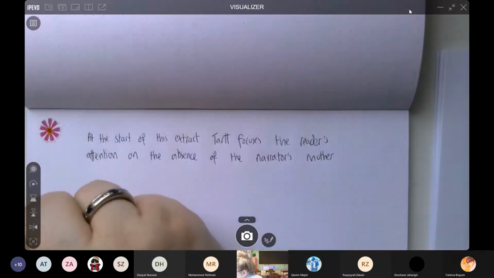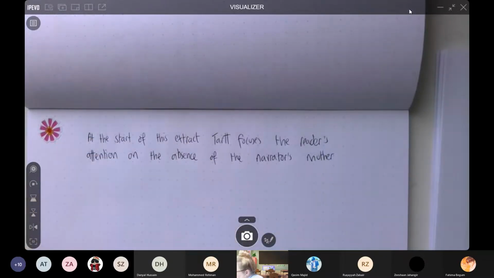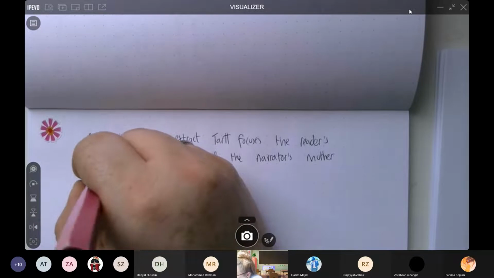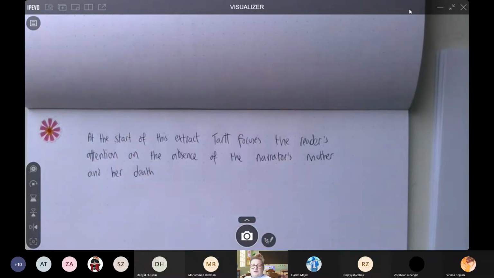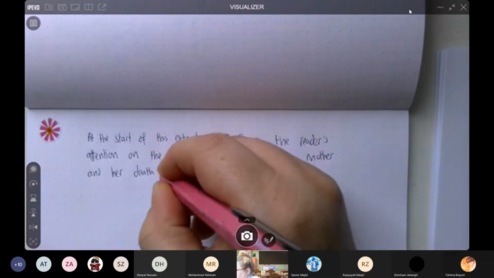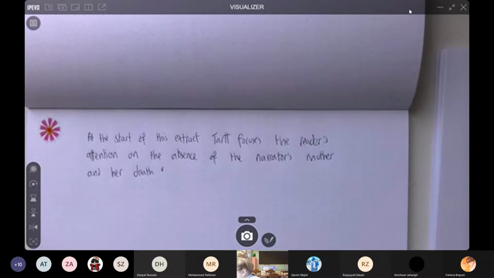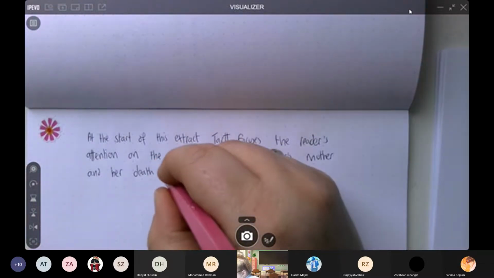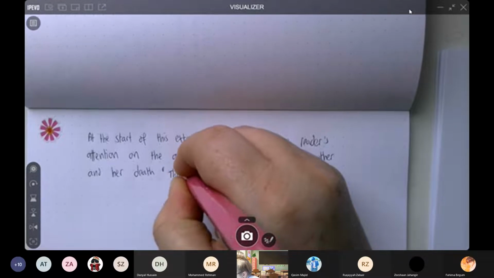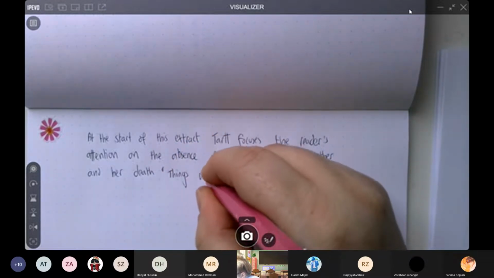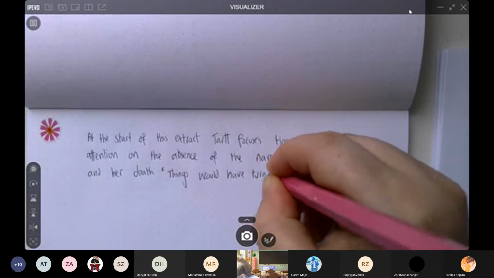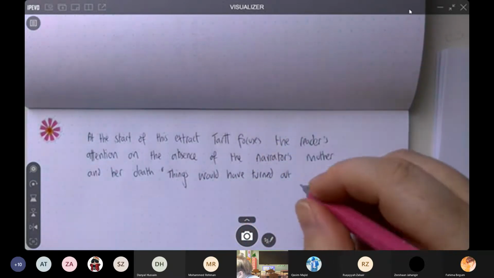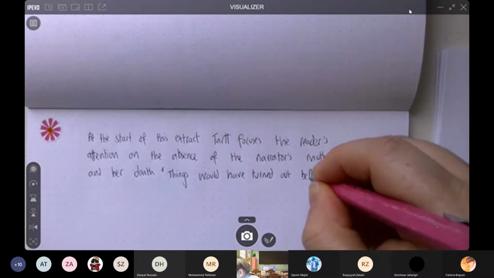And her death. So that's our what statement. What does the writer focus our attention on at the beginning? Now, you can give a line reference or you can do a quick quotation. So here I'm just going to give a quick quotation. Things would have turned out better if my mother had lived.